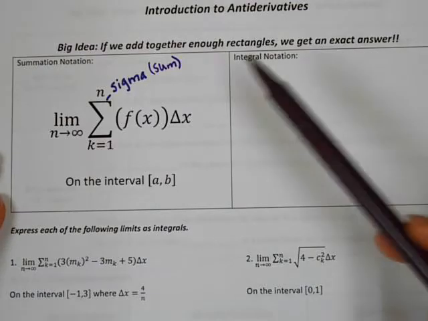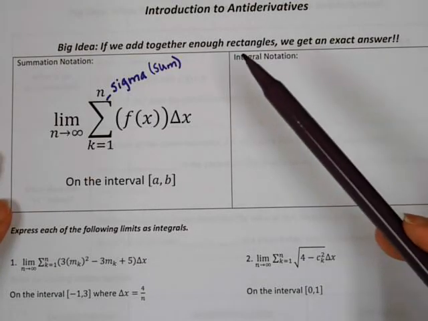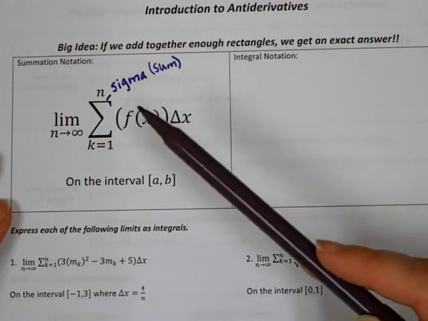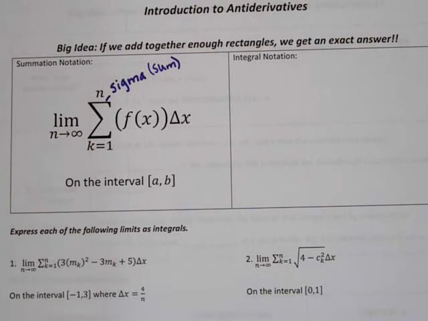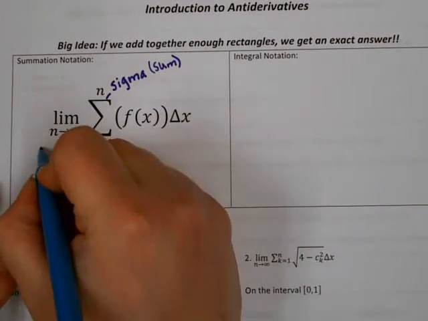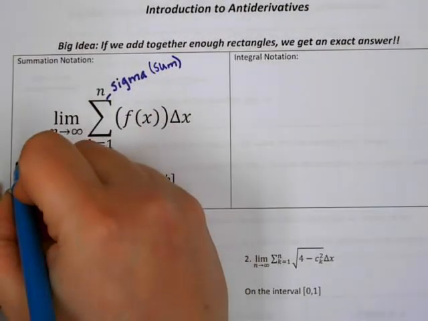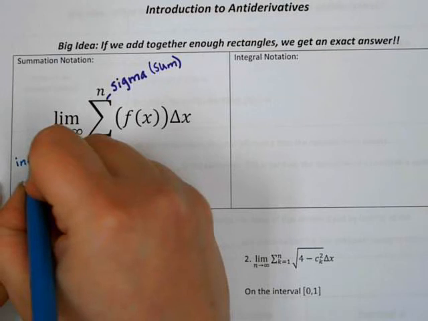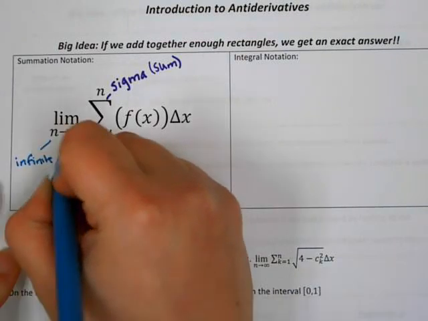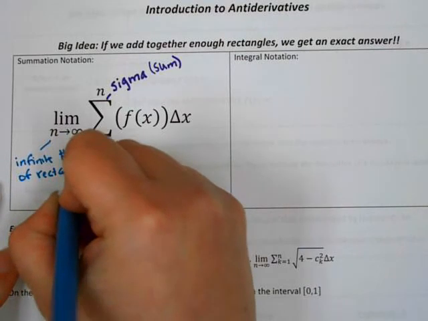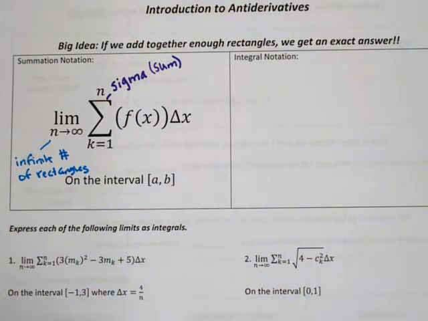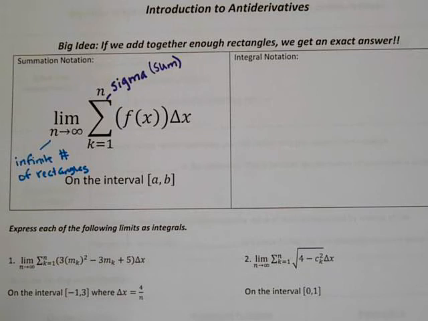So what we're saying is if we get enough of these rectangles, we get this exact answer. That means we want to add up and find the sum of a bunch of rectangles. More specifically, not just a bunch, but we want the number of rectangles to approach infinity. We want to say that there is an infinite number of rectangles on this interval. All right, so we've got these infinite number of rectangles.